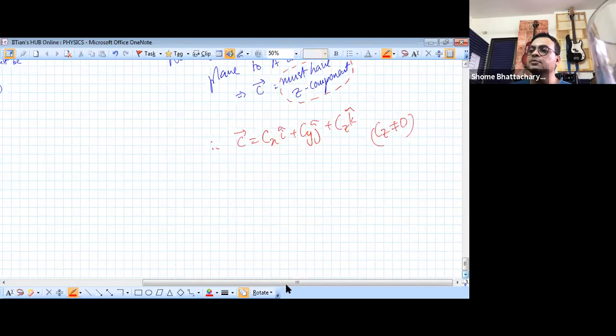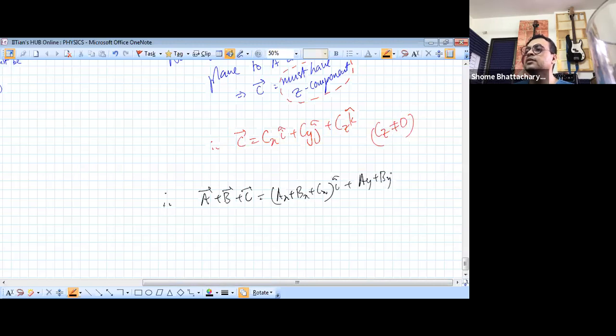So now what we can say about the resultant of A, B and C. So therefore, A plus B plus C will become what? It will become (Ax plus Bx plus Cx) i cap, plus (Ay plus By plus Cy) j cap. But what about the Z component? It will be only Cz.